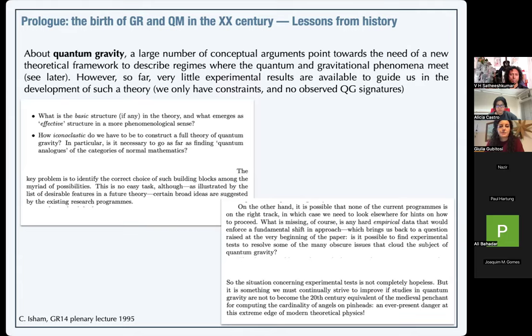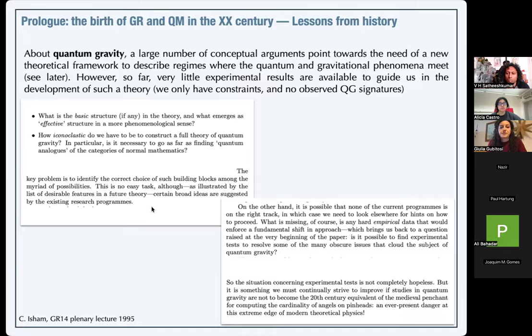And Chris Isham was wondering what the basic structures are that this theory would need. And interestingly, he asks, how iconoclastic do we have to be to construct a full theory of quantum gravity, which is equivalent to what I was saying: how revolutionary do we need to be? At the time, phenomenology of quantum gravity was not a phrase. People were not really using it. In fact, the field of phenomenology of quantum gravity was born in the late 90s, in a more structured way. Before that, people were thinking about possible signatures of quantum gravity, but mainly they thought the scale was so far away from us that it would be impossible to see anything. And he goes on to say the key problem is to identify the correct choice of such building blocks among the myriad of possibilities.